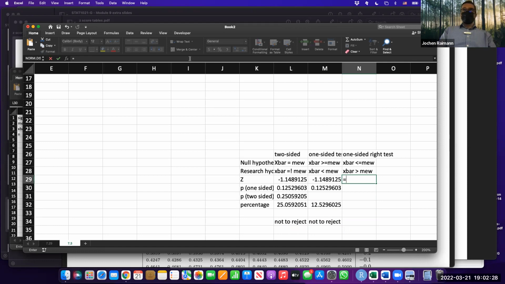Same story for the third example. Now we are hypothesizing that X is greater than mu. Calculating B2 minus B3 divided by B7 gives us the minus 1.14 again. Now it's a little trickier, because our research hypothesis is everything to the right, so we need to calculate 1 minus the area to the left. So we calculate equals 1 minus norm.dist B2, B3, B7, true. This gives us a p-value of 0.875 and change.